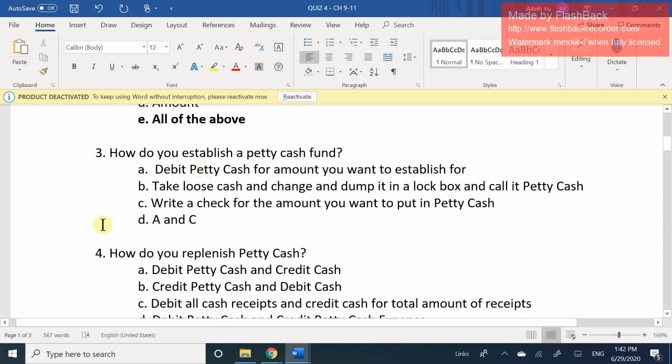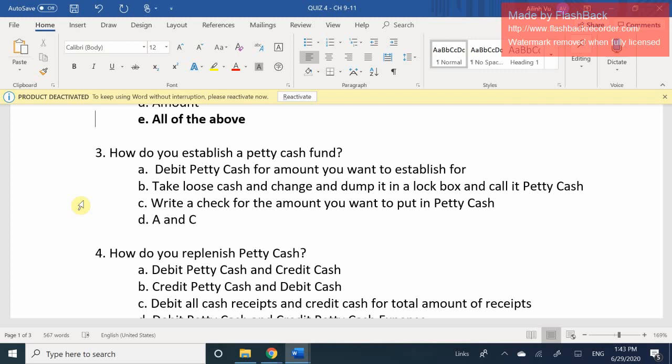Okay. Number 3. How do you establish a petty cash fund? A, do you debit petty cash fund for the amount you want to establish it for? Or B, take loose cash and change and dump it in a lockbox. C, write a check for the amount you want to put in the petty cash fund. D, A and C. D is correct.